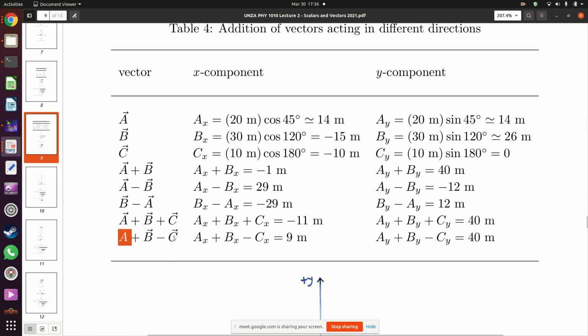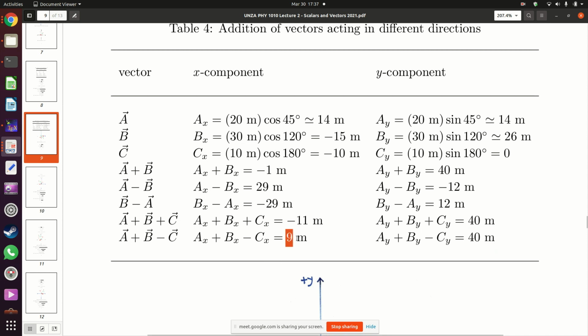A plus B minus C. AX plus BX minus CX, that's 9 meters. Then AY plus BY minus CY, that's 40 meters. So in this case, both components are positive. So the x component of A plus B minus C is pointing in the positive x-axis and has a size of 9 meters. Then the y component of A plus B minus C is also pointing in the positive y-axis and has a size of 40 meters.